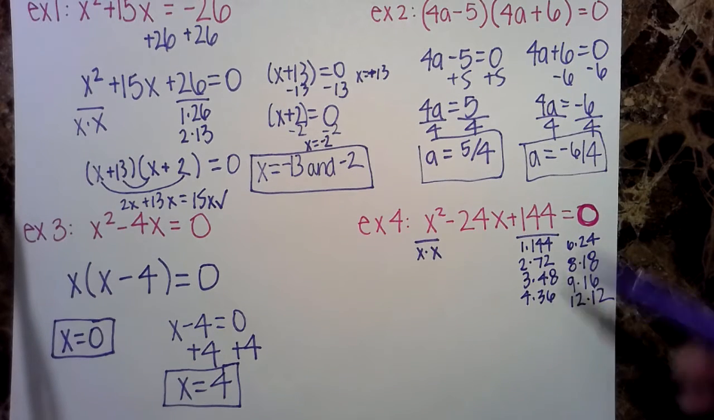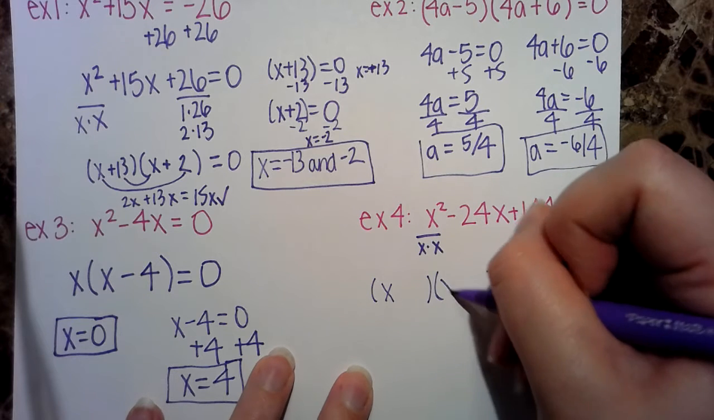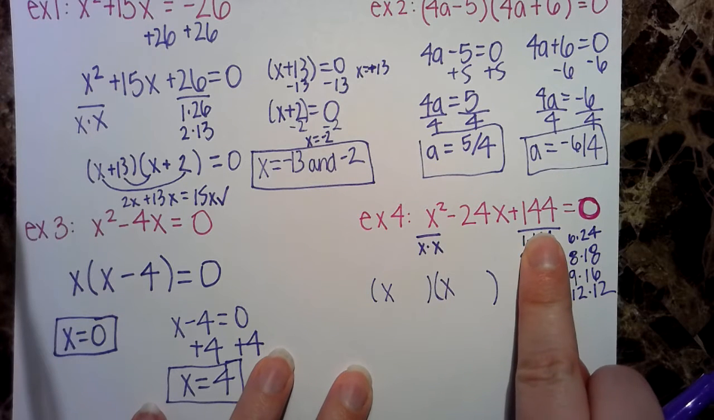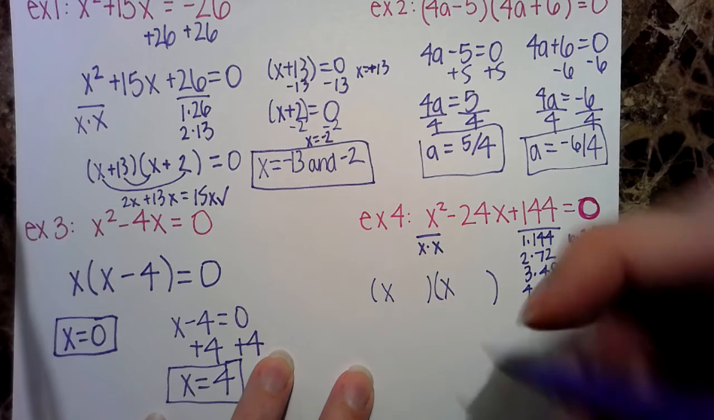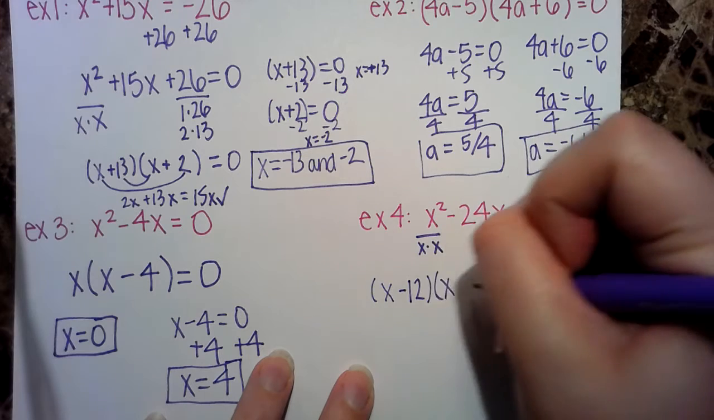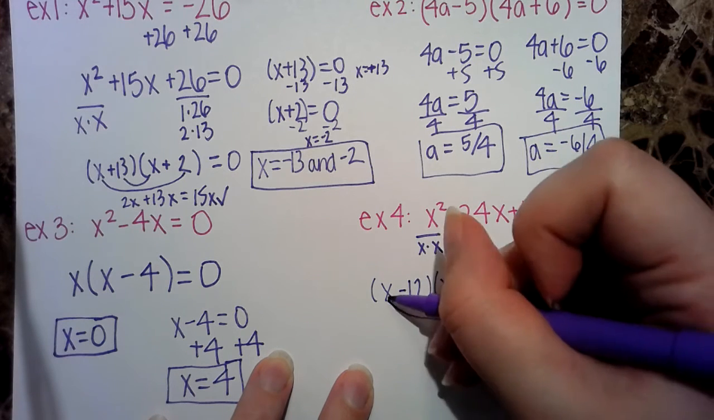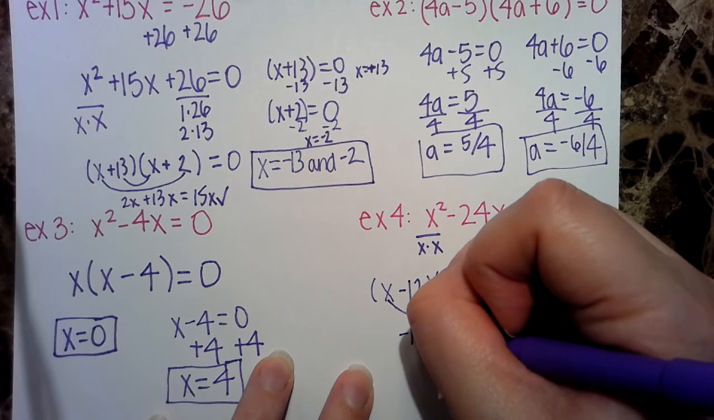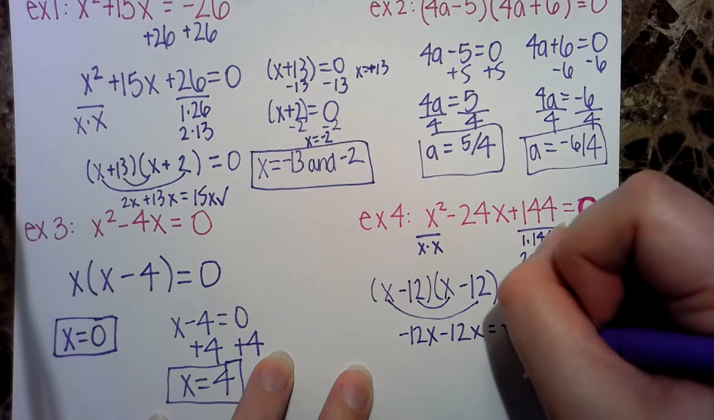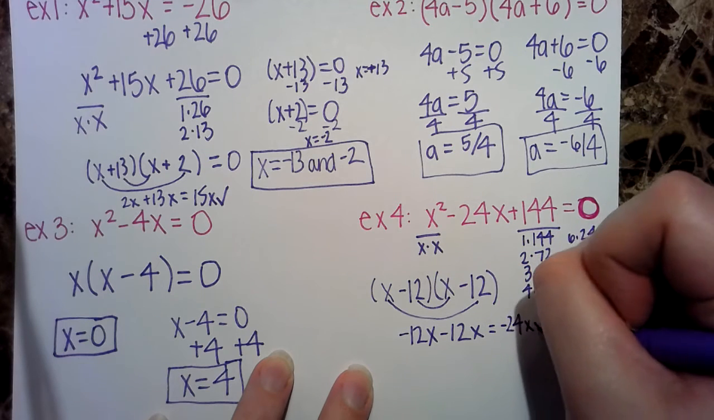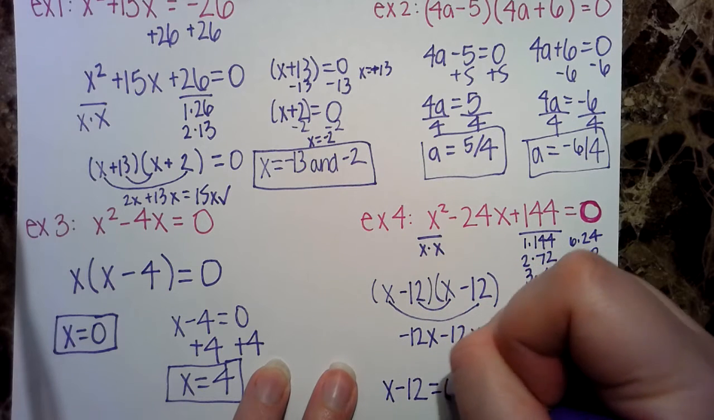Now I have to look at my factors and say, okay, how can I get it so that I multiply to 144 but add up to a negative 24? And that's going to be this 12 and 12. So I'm going to have a minus 12 and a minus 12. That's because when I multiply the outside and the inside, I'm going to get negative 12x minus 12x, and it does equal that negative 24x. So I'm good. So I'm now going to set these both equal to 0.